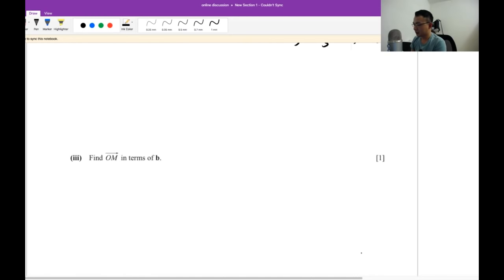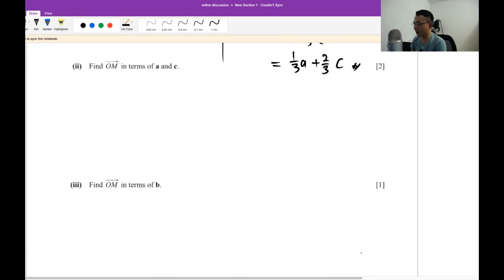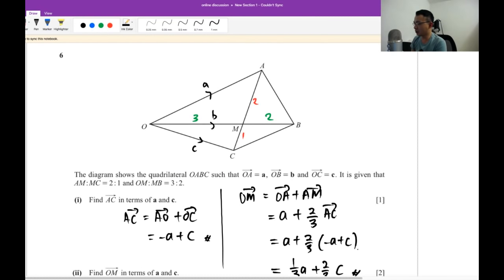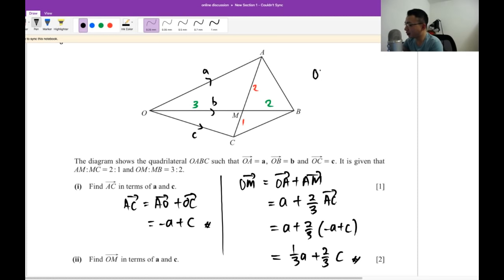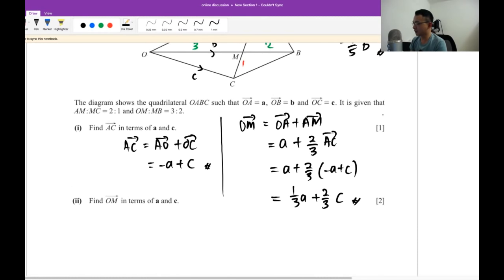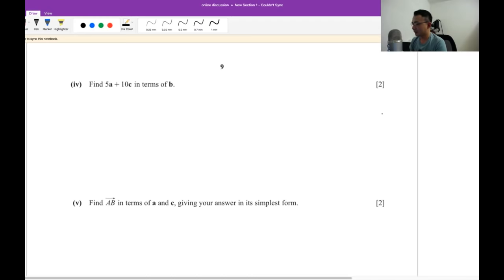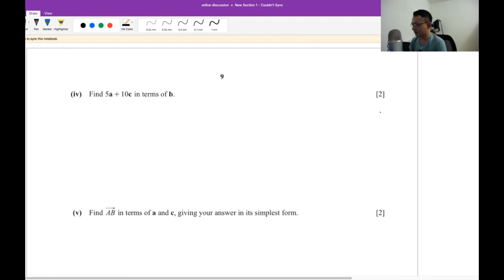Okay, they want OM in terms of B. So we need to do OM in terms of B. Then we have the OB, right? If we want OM in terms of B, basically quite easy, because OB is B, right? So OM will equal 3/5 of OB, then equals 3/5 of B. That's all. Alright, done. And then 5A plus 10C in terms of B.